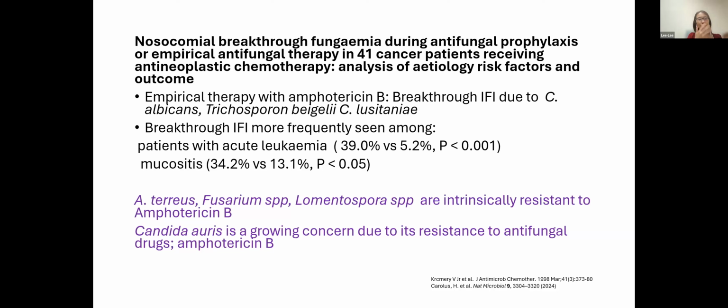Here in this study, it shows that among patients receiving empirical treatment with amphotericin B, there was reported breakthrough fungal infection due to C. albicans, Trichosporon, and also C. lusitaniae. So amphotericin B, even though it's a broad spectrum antifungal agent, breakthrough infection may happen, particularly when we are not giving adequate dosing.